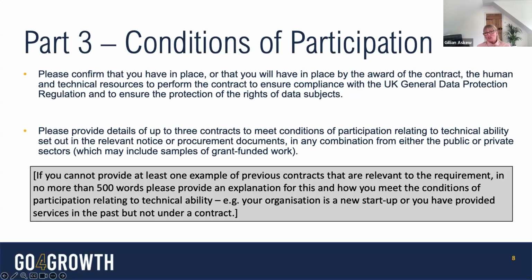And that is to try and help organizations that are either diversifying, for example. So you might be an established business, but you're diversifying what work you do, or your organization may be a startup, or you might have actually done this work before, but it might not have been through a contract. It might have been through a PO or some other mechanism. So that 500 word section, again, is not new. That's always been included in the standard selection questionnaire.